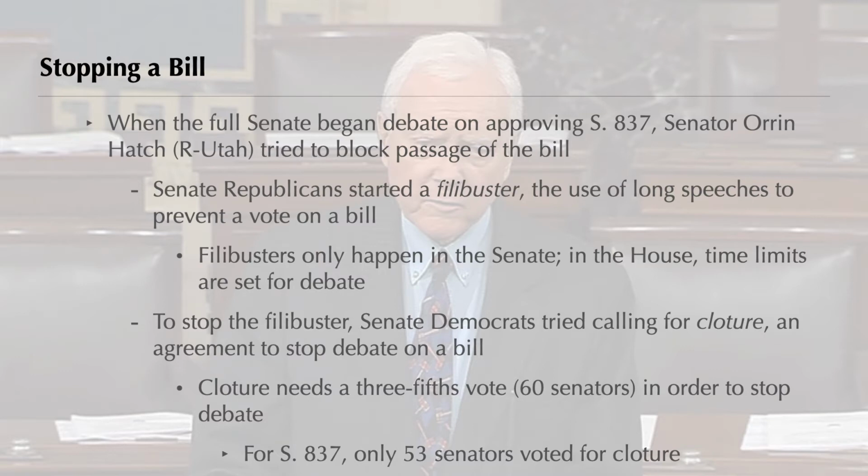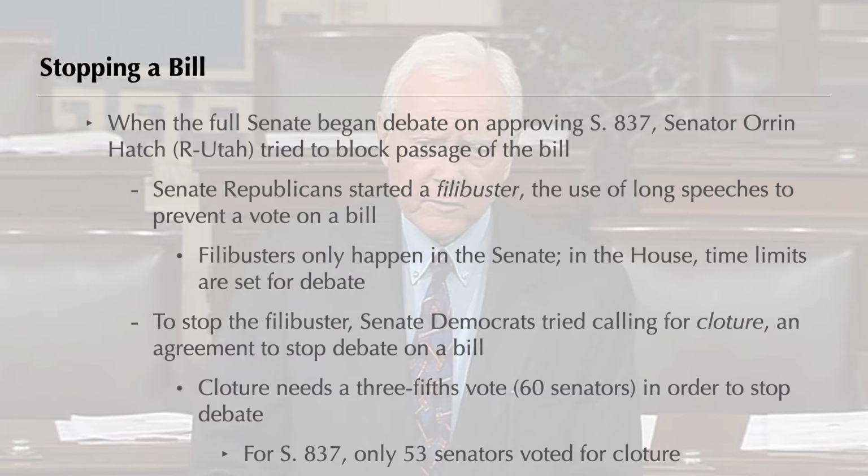Senator Orrin Hatch, a Republican from Utah, felt the bill would be bad for the American economy. To try to block passage of the bill, Senator Hatch and some fellow Republicans started a filibuster, which is the use of long speeches to prevent a vote on the bill. Filibusters cannot happen in the House, where time limits are set for debates.